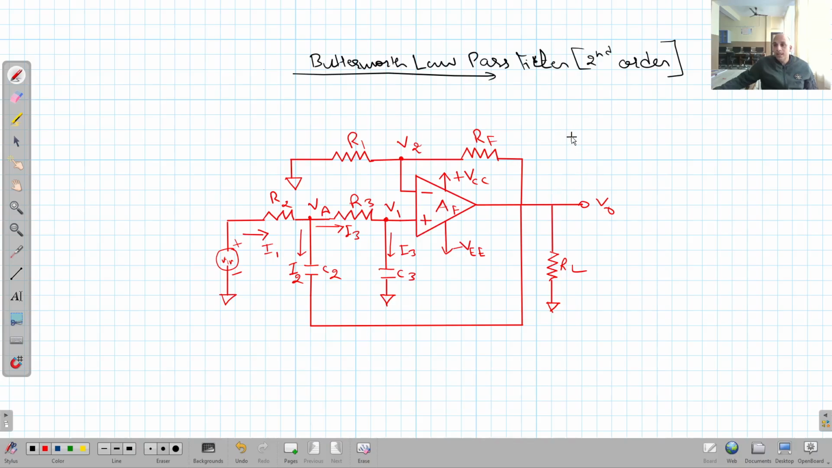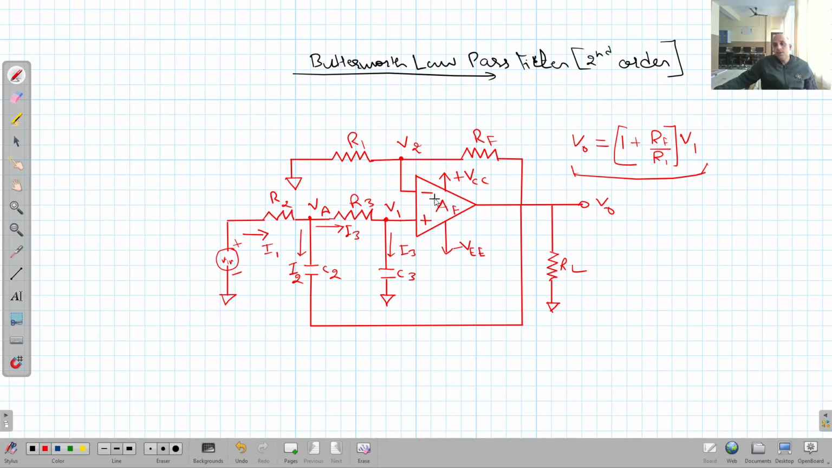So the expression for V output is 1 plus RF upon R1 into V1, the voltage appearing at this node 1. Clear? This is the expression. This expression I have taken from the theory of operational amplifiers, right?